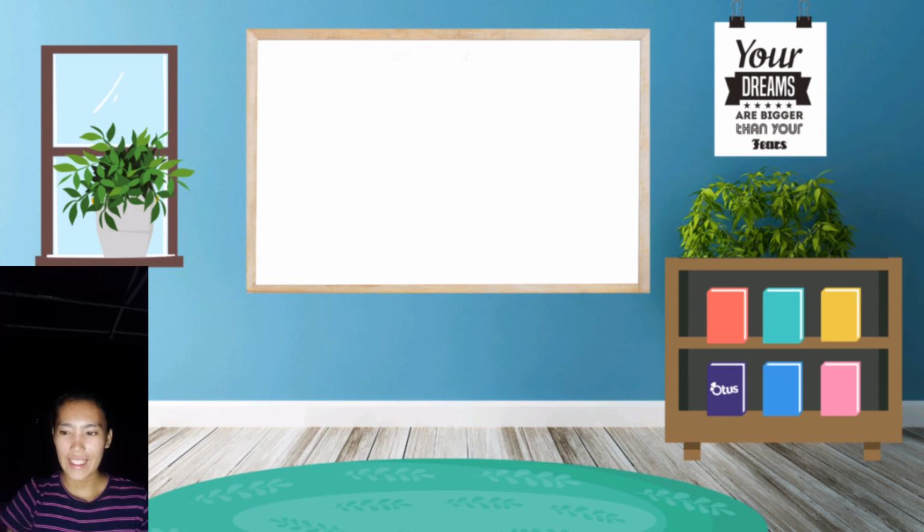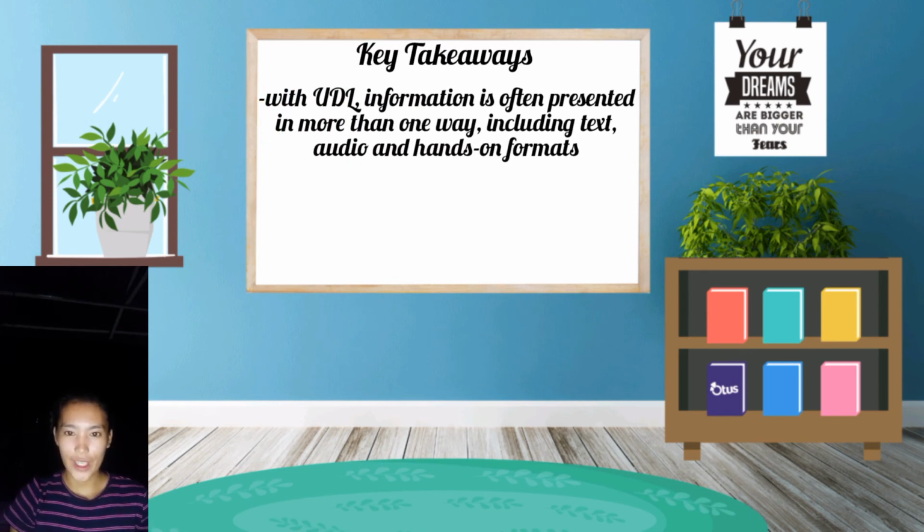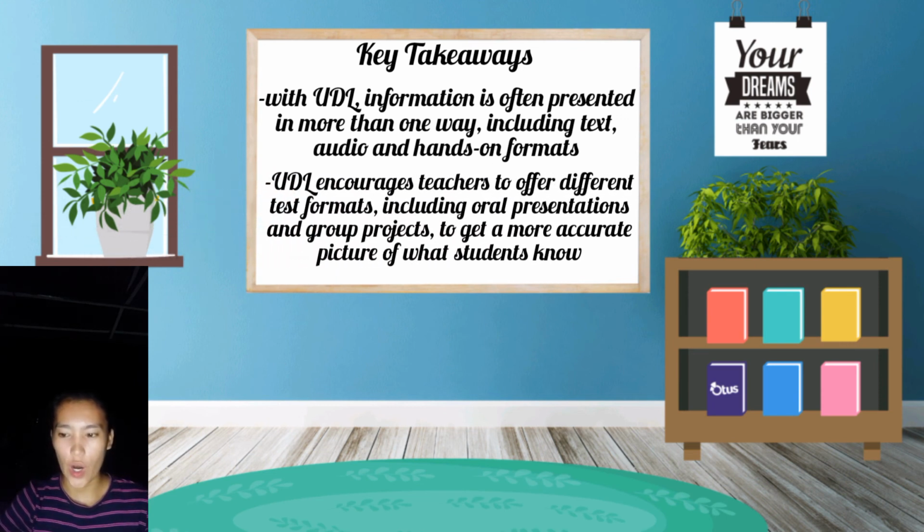So we have here the key takeaways. With universal design for learning, information is often presented in more than one way, including text, audio, and hands-on formats. Universal design for learning encourages teachers to offer different test formats, including oral presentation and group projects, to get a more accurate picture of what students know.